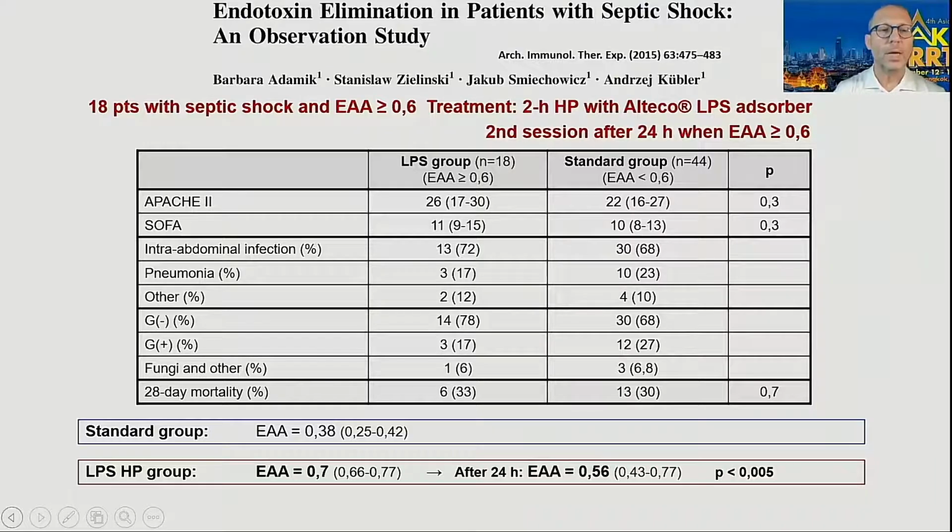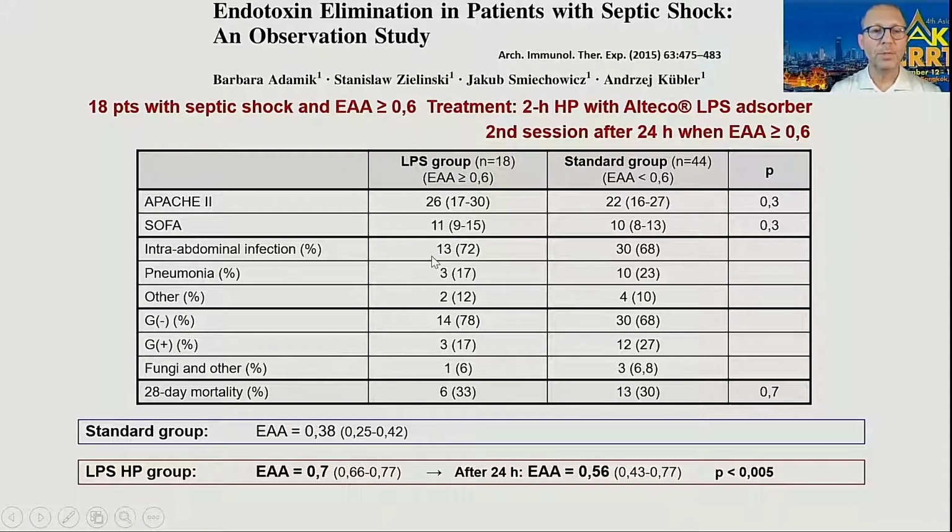We performed a study to evaluate the effectiveness of endotoxin removal from the bloodstream of patients in septic shock and endotoxemia. In patients with septic shock and endotoxin activity higher or equal to 0.6, we performed a 2-hour hemoperfusion treatment with Alteco LPS adsorber. We compared the LPS group to the standard treatment group, where endotoxin activity was below 0.6.